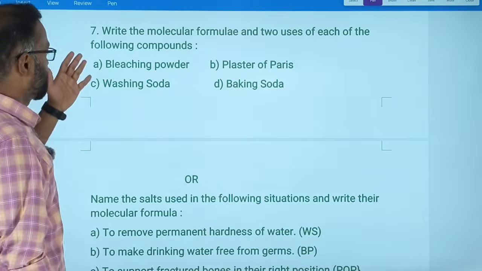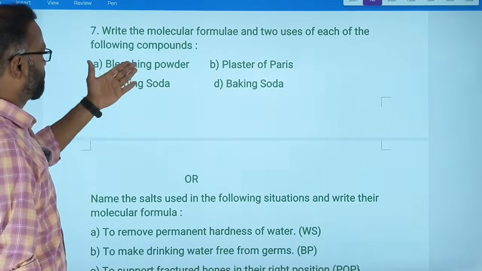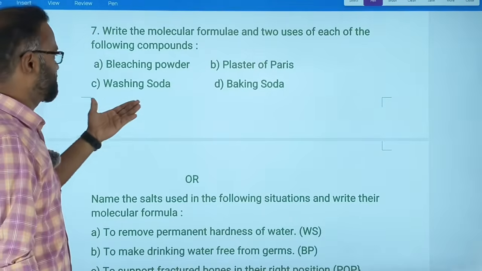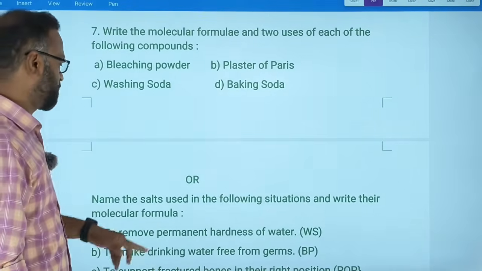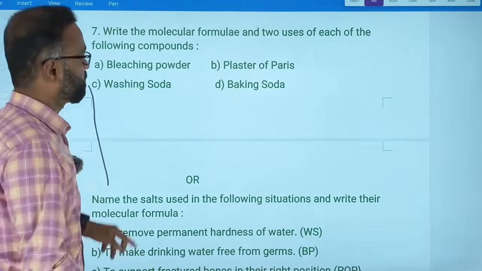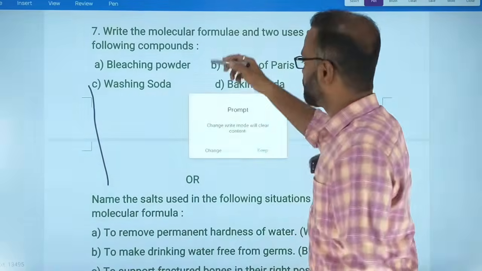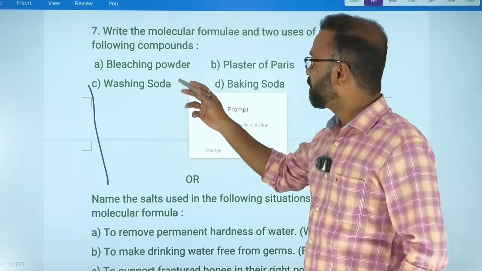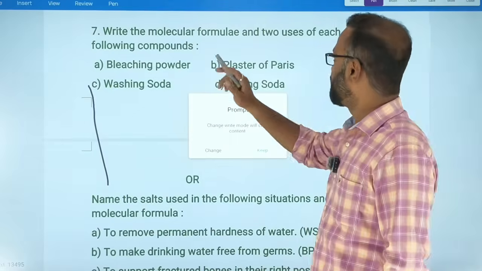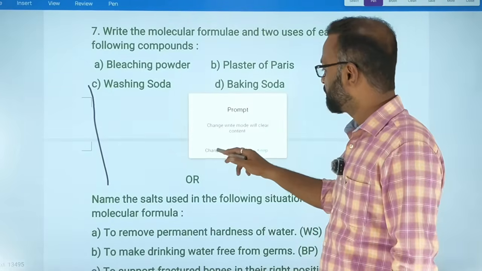Now they're telling us to write the molecular formula and two uses of each of the following compounds: bleaching powder, plaster of Paris, washing soda, and baking soda. Now see here, bleaching powder. What is the molecular formula? CaOCl2. Two uses of bleaching powder.